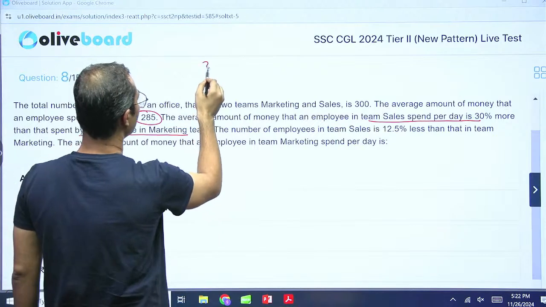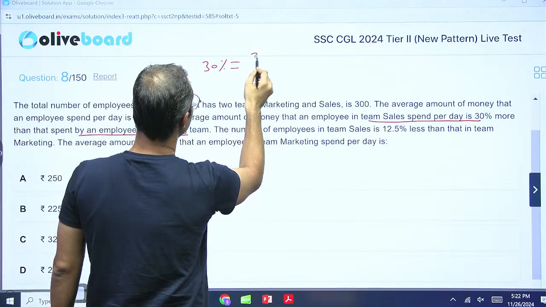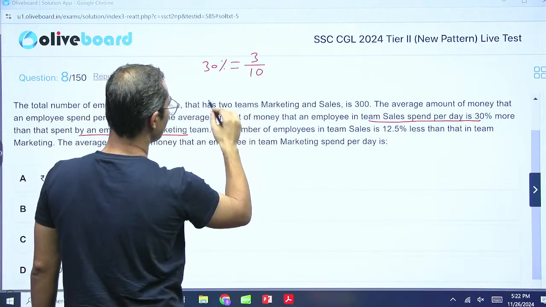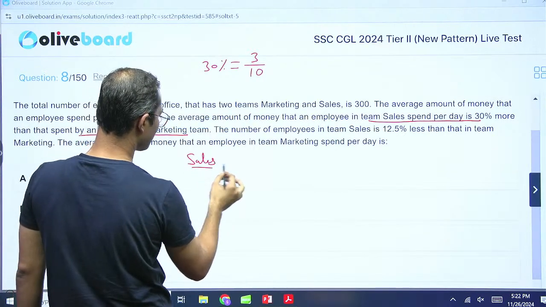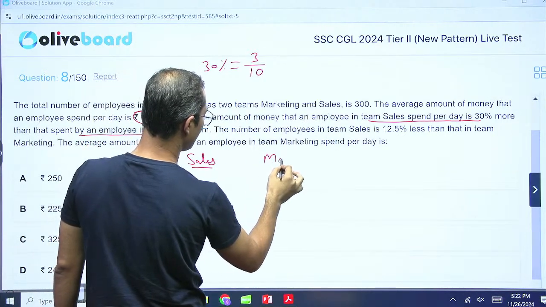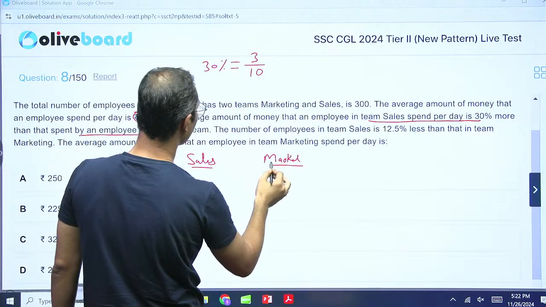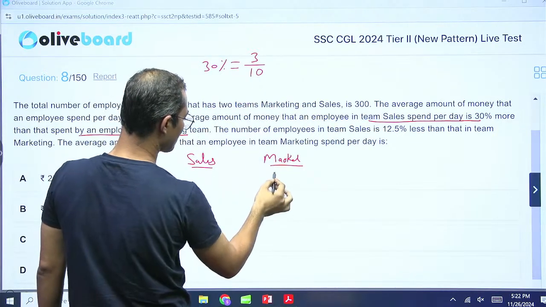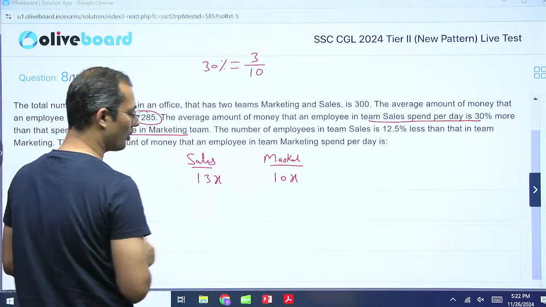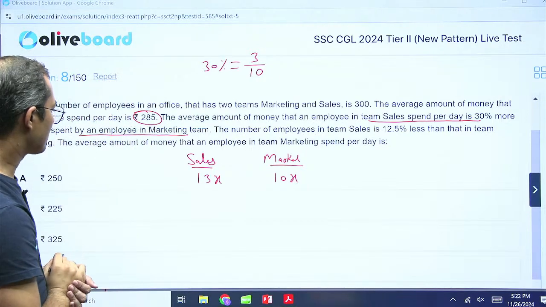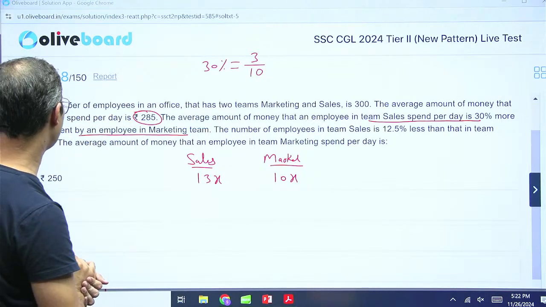So 30% more means 3 by 10, right? So we can say that the sales team is spending 30% more than marketing. If the base is marketing, we can say that it is 10x, so sales is going to be 13x, no problem. So what is the combined average?